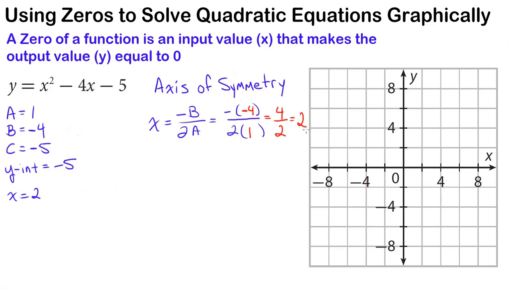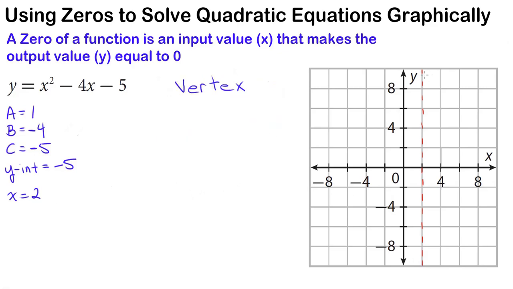And that is also the x value of our vertex. So we can go over here to x equals 2, which is this line, and draw a dotted line going down so that we know where our axis of symmetry is. The axis of symmetry itself is not a part of the graph. It's just going to help us to draw the graph.